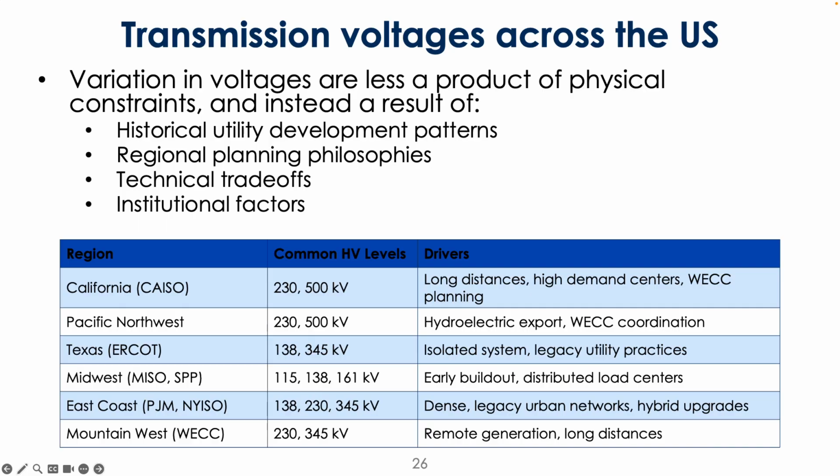Okay, and so what does this look like across the whole US? So the variation, again, as we were discussing, and then the common high voltage levels across these different regions. A lot on the West Coast is 230, even 500 in some cases. Texas and the Midwest have a lot of 138, and then on the East Coast we have a mix of 138, 230, and even 345. And the 345 stuff is generally a little bit newer.